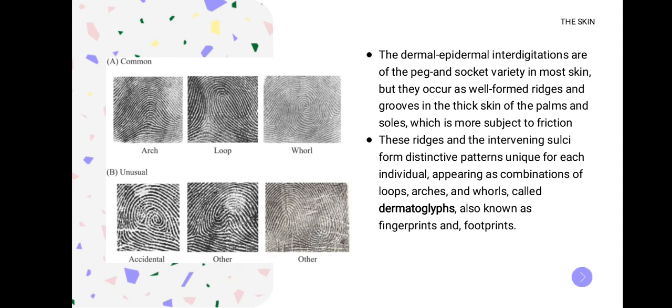So this is like a trivia. The most unique characteristic of our skin, unique for each individual with distinctive patterns, is the fingerprints and footprints, which can also be seen in our skin. This picture is just a representation of what fingerprints look like and how they differ from each other, or the patterns they have for a specific person. There would be a distinctive pattern unique for each individual. They are also known as dermatoglyphs.